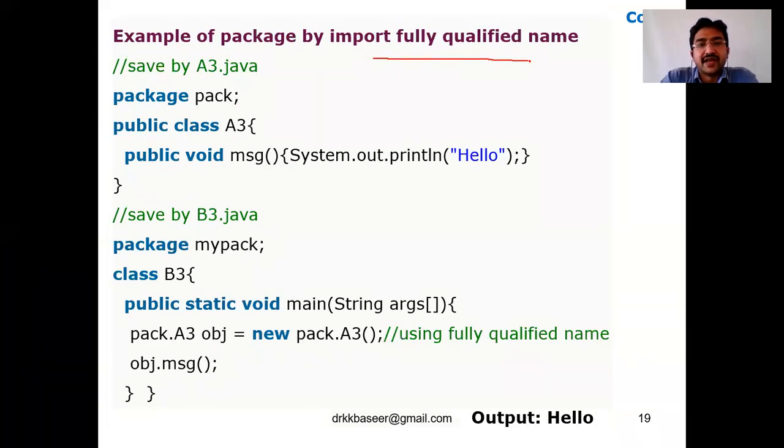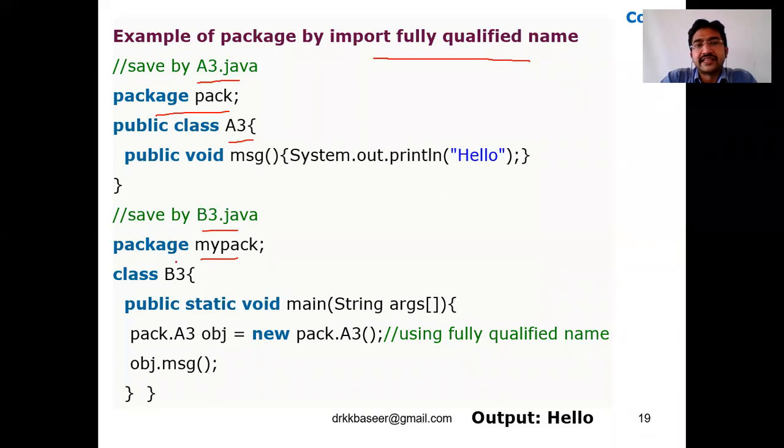What is importing by fully qualified name? Anonymous objects, you remember, right? We don't have the left-hand side class name and object name. Directly we are creating it with new and the constructor. Directly we are creating the object over there. In the same fashion, here I'm creating in a3.java a package called pack, and I'm creating an a3 class. Now another class file, b3.java, I'm creating, and under that b3.java file I'm creating a package called mypack.